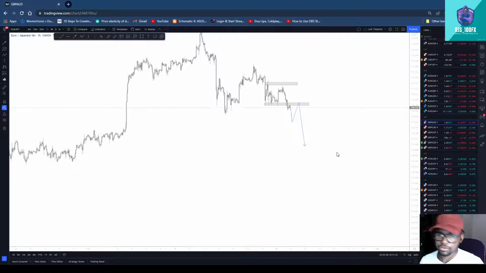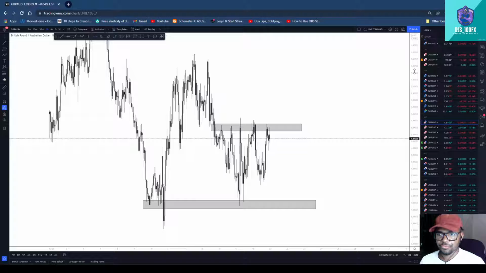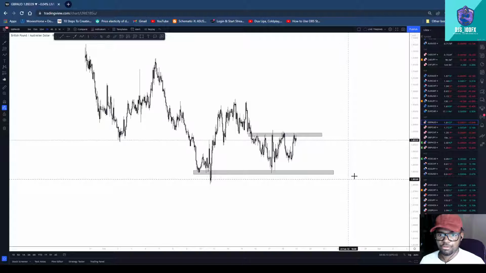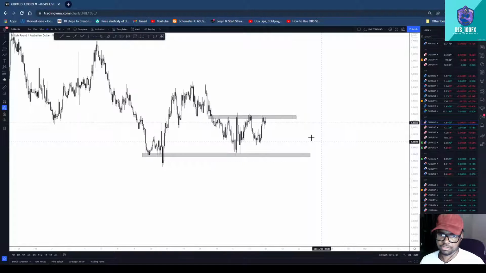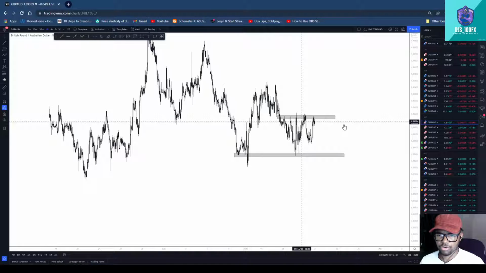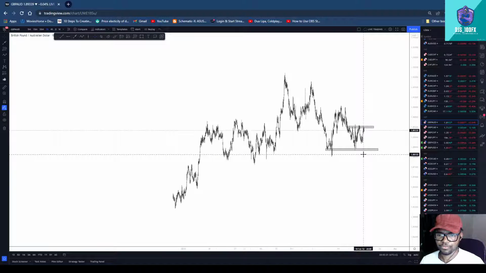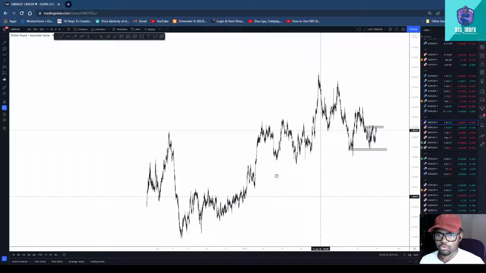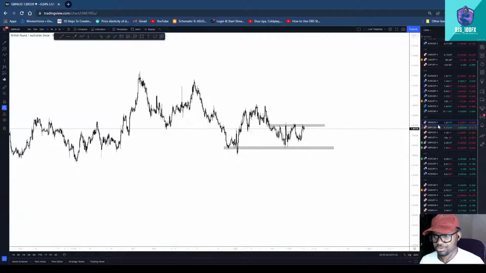GBP AUD, Great British Australian dollar. I've been waiting for price to break this low and then retest, but it never happened. Right now there is nothing much to look for, although price is trending up. I'll just pass it.